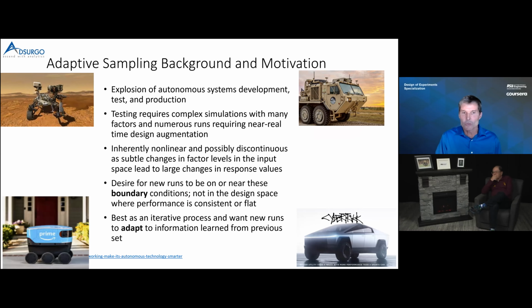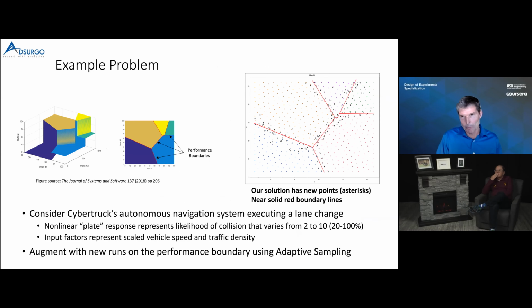So maybe the best way to look at that is an example here. This is a classic example called the Voronoi plates, but I'll cast it into an autonomous system example. So let's consider the Cybertruck or an electric vehicle that's trying to do a merge, as Doug mentioned at the outset, right? So we're trying to do a merge, and let's say there are two independent variables of interest.